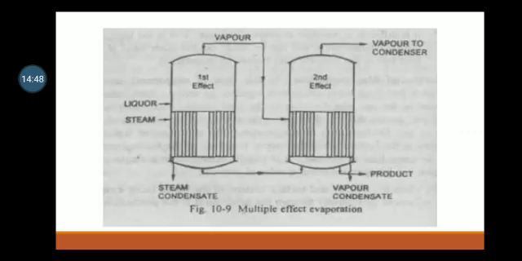This is a diagram of multiple effect evaporation. It consists of liquor, steam, first effect, vapors going into the second effect. Below is steam condensate. Then vapor to condenser, below product is collected, vapor condensate.